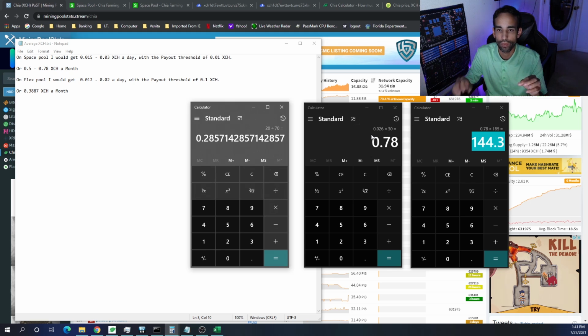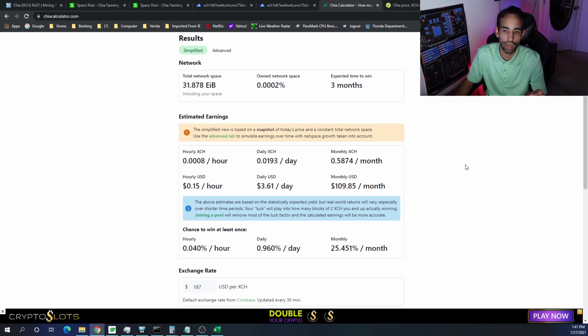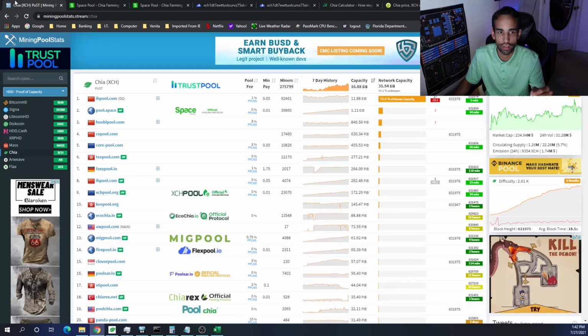But with the Chia calculator in mind, I'm inclined to not trust a calculator, but also not trust my math, and kind of get an average. And my average in my mind is anywhere from $80 to $120 a month that I'm earning off of 70 terabytes of storage. I do plan on having 100.